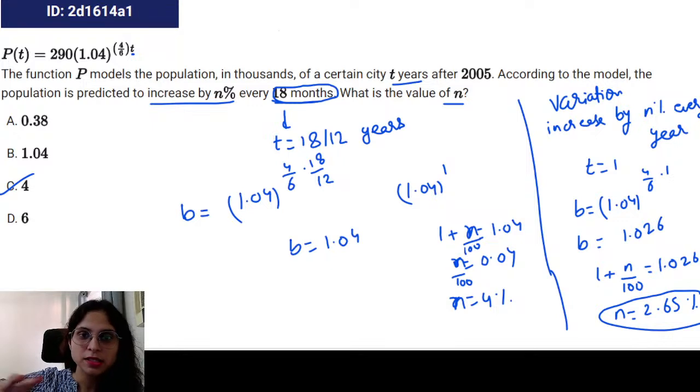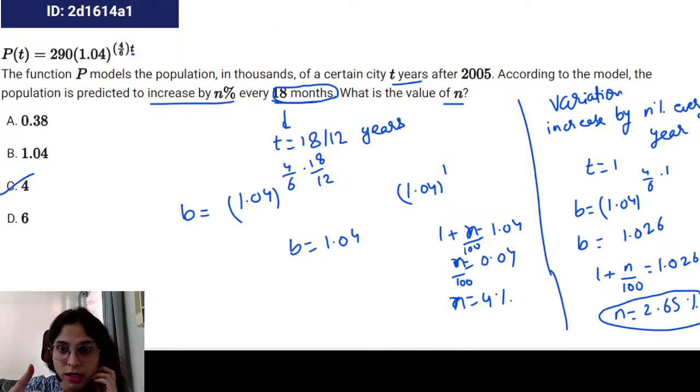If they were saying this is increasing by n% every 2 years, then the value of t will be 2, and this will be 1.04 to the power 4/6 times 2. So you will find that value, and from there you will get your percentage of increase. Got it? So this kind of question they have asked in Blue Book, so they can ask in your SAT exams also. In here there is no such kind of question. That is why I am taking the variation as well.